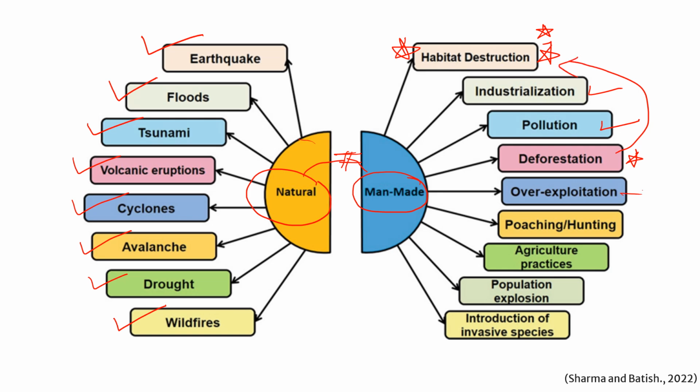Over exploitation of the resources, poaching and hunting, agricultural practices, population explosion, and introduction of invasive species. मतलब किसी पर्टिकुलर लोकेशन में अगर कोई एक्जोटिक स्पीसीज आके वहां पे डोमिनेंट हो जाती है, तो वहां की जो लोकल स्पीसीज होती है उसको रिमूव कर देती है. सो दैट इज एंड दिस केस इज एप्लीकेबल इन बोथ द प्लांट्स एज वेल एज इन द एनिमल्स. So these are the natural as well as anthropogenic factors responsible for the loss of biodiversity.